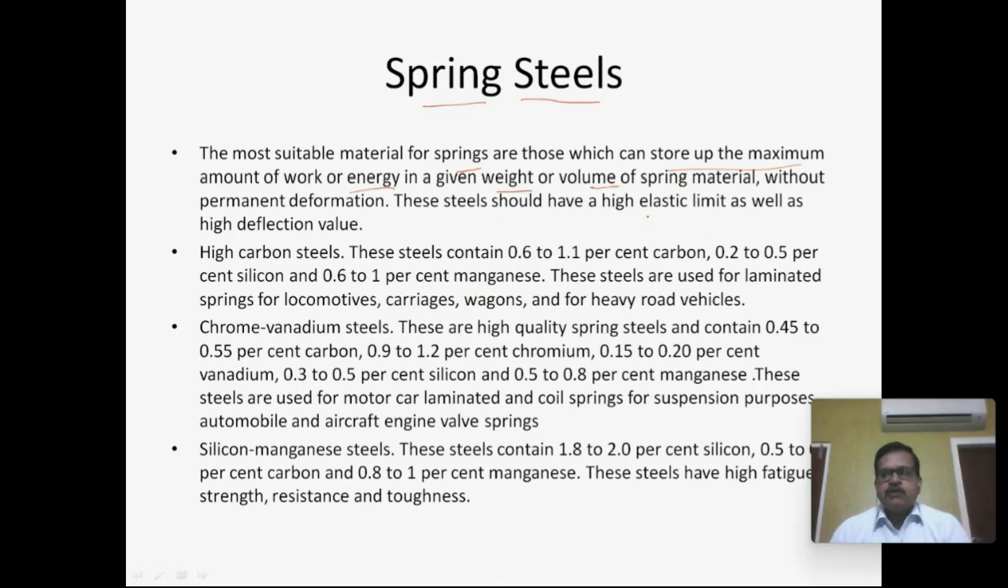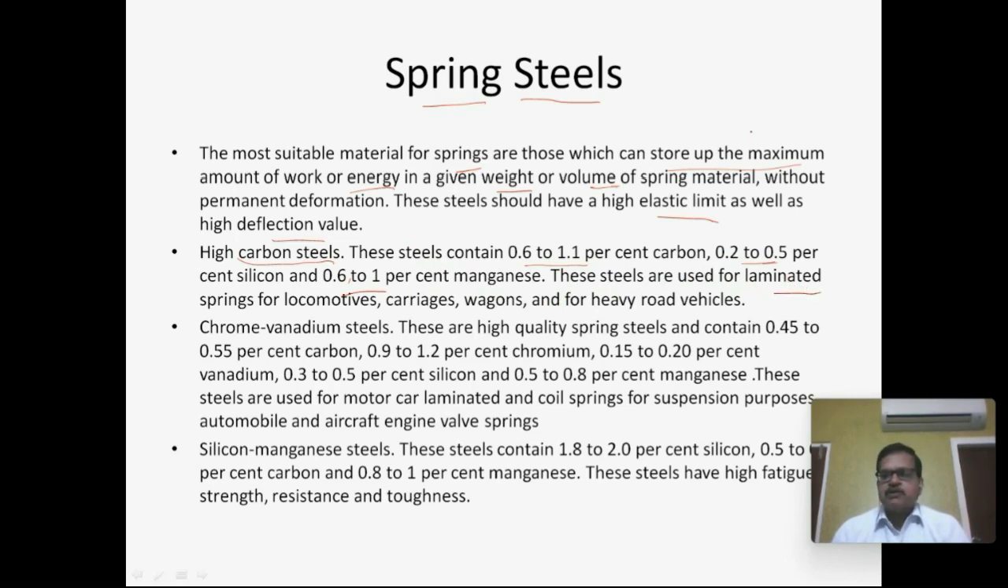And these should have high elastic limit as well as high deflection value. Examples are high carbon steel. As we discussed earlier, the steels having up to 1.1% carbon and addition of 0.2 to 0.5% silicon and 0.6 to 1% manganese make high carbon steels for springs, and these steels are used for laminated springs.